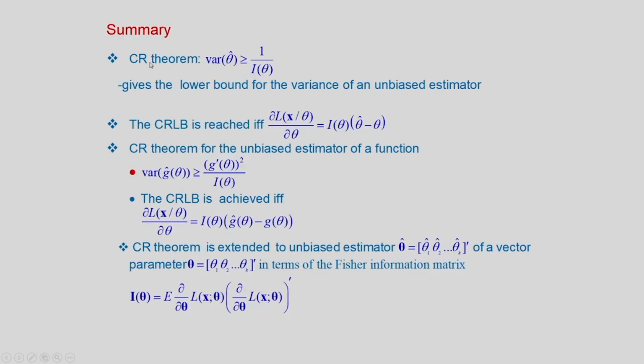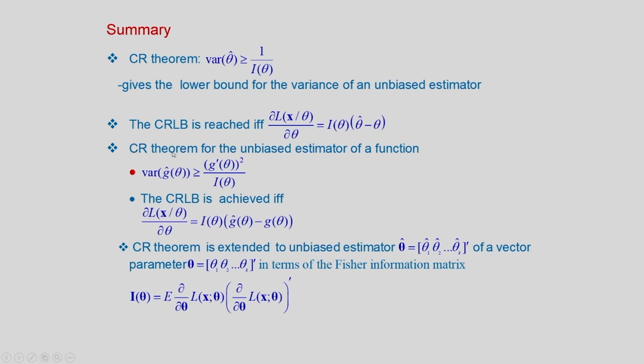Let us summarize the lecture. First, Cramer-Rao theorem: variance of theta hat is always greater than or equal to 1 by I(θ). It gives the lower bound for the variance of an unbiased estimator. Theta hat is an unbiased estimator of theta. The CRLB is reached if and only if ∂L/∂θ is equal to I(θ) times (θ̂ − θ).